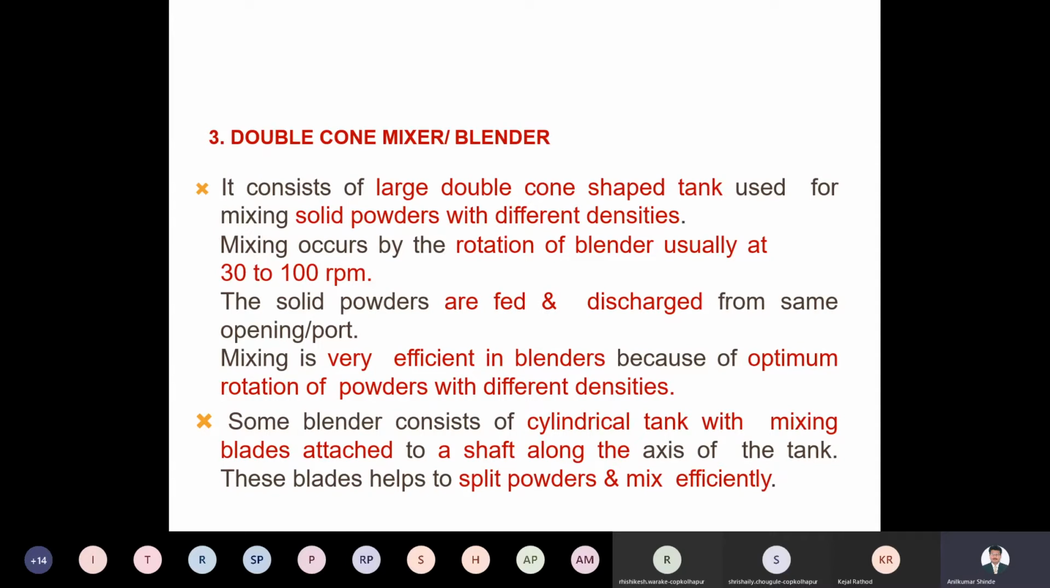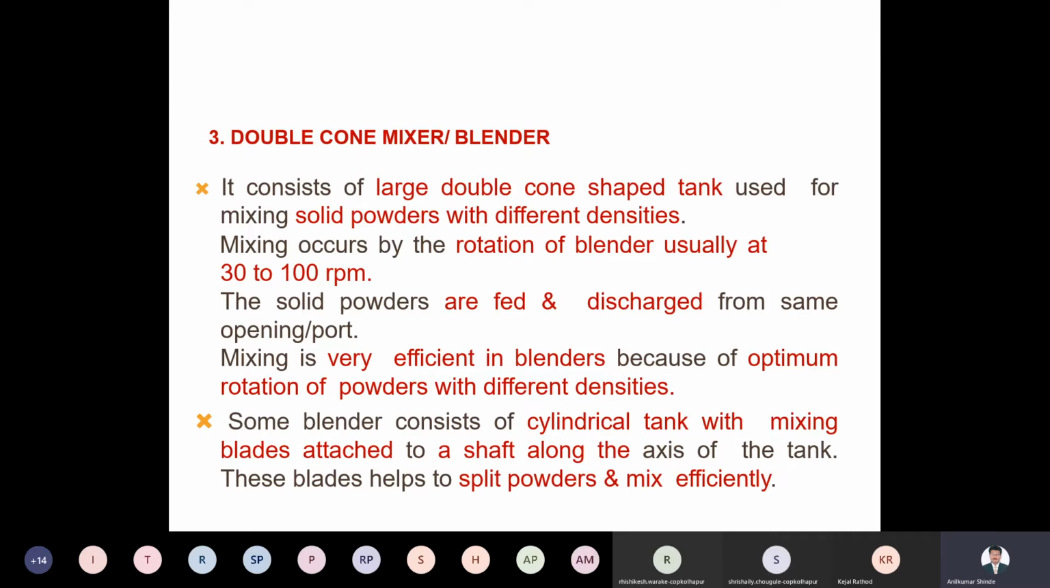So the speed is fixed, and with that rotation, every material overlaps together and is mixed with the help of the different densities.